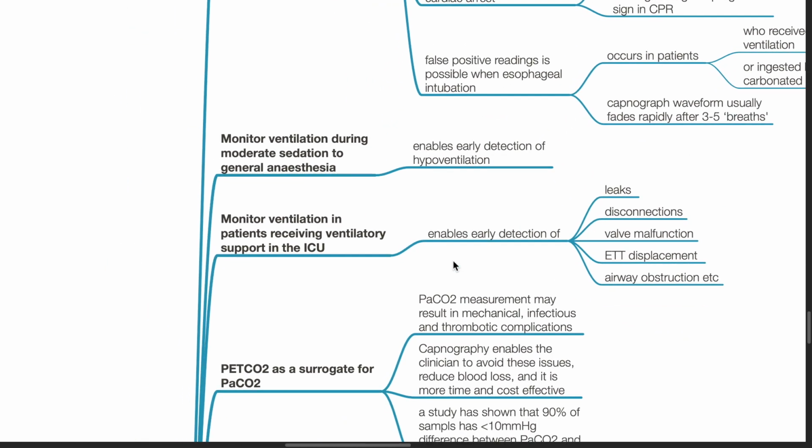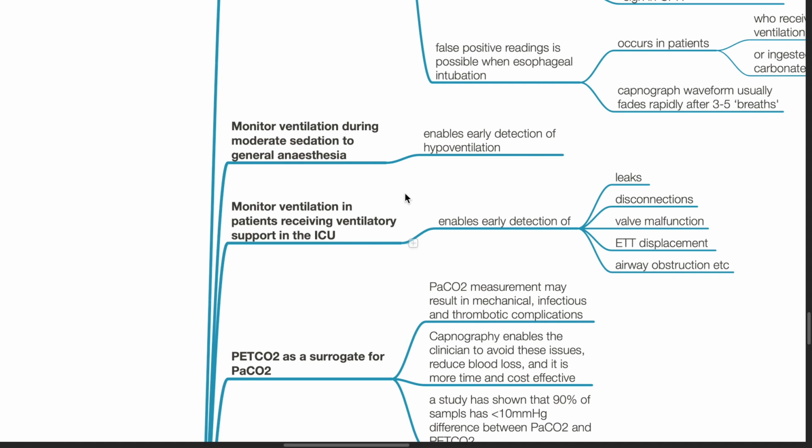The next indication is to monitor ventilation during moderate sedation to general anesthesia. It enables early detection of hypoventilation. It can be used to monitor ventilation in patients receiving ventilatory support in the ICU and enables early detection of leaks, disconnections, valve malfunction, ETT displacement, or airway obstruction.